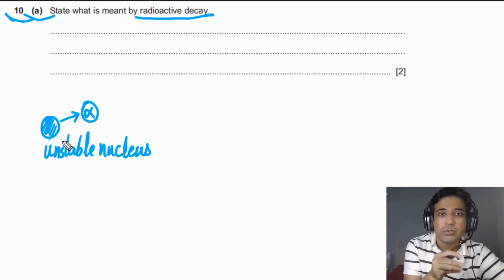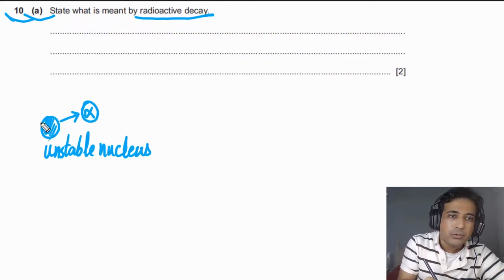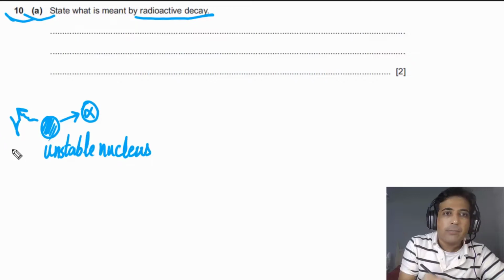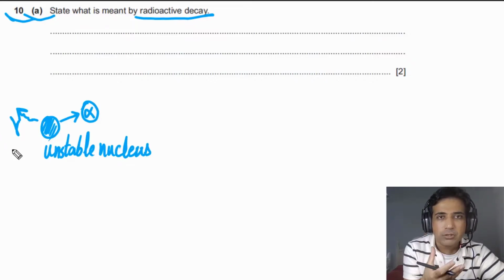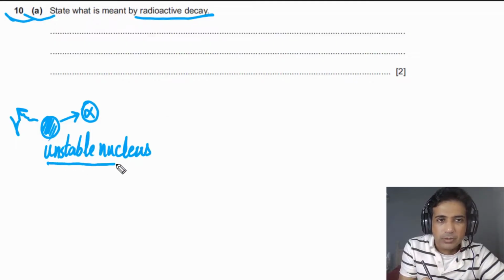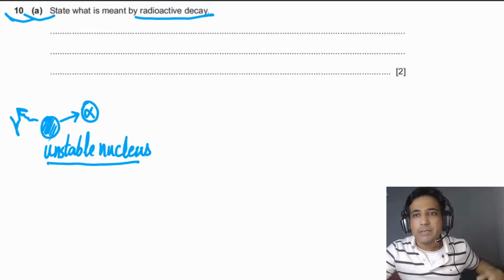In any nuclear reaction there are emissions of gamma radiations. So in this case this nucleus will also emit gamma radiations, and this is called radioactive decay. It means the spontaneous emission of nuclear radiations from this unstable nucleus is called radioactive decay. Let me show you how you can write down the answer for this question.